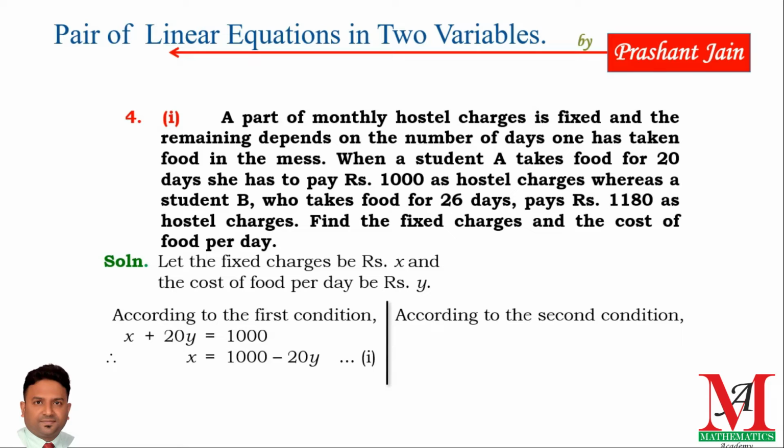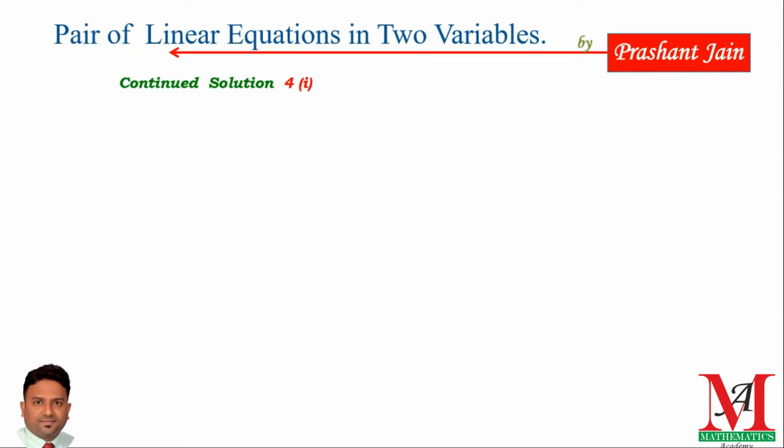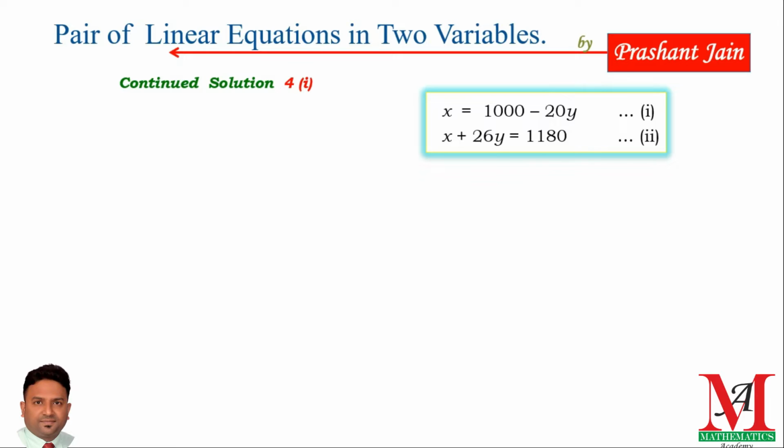According to the second condition, person B takes food for 26 days and she pays rupees 1180. Again the same thing: the fixed charge as well as the charges of 26 days of food, that is 26Y, and the total amount is 1180. So this is the second equation. Now we continue the solution, and these are the two equations that we have formed earlier.